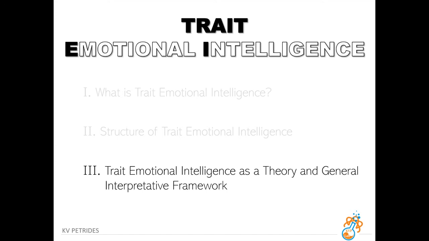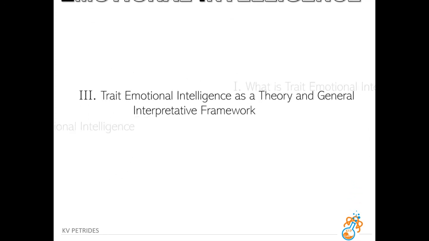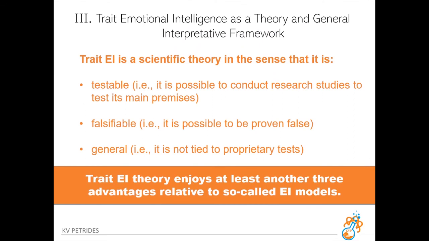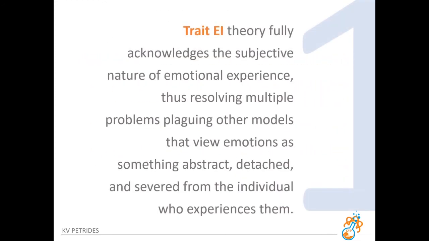Trait emotional intelligence theory is testable, falsifiable, and general. In that sense, it represents a much more scientific proposition compared to the various so-called models inundating commercial settings. From a theoretical perspective, the theory of trait emotional intelligence has decisive advantages that translate into tangible practical benefits in many different contexts. Trait EI theory acknowledges the inherently subjective nature of emotional experience instead of attempting to treat the entire domain of emotions as an offshoot of IQ.